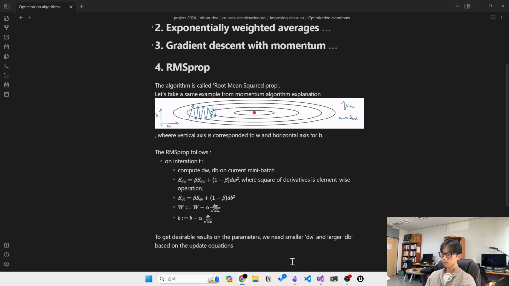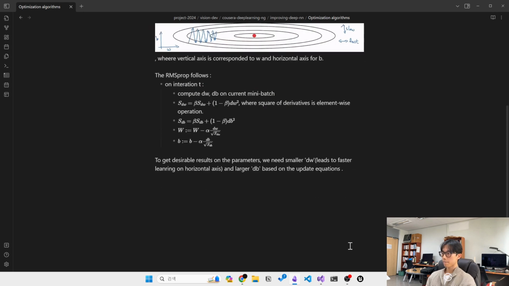And indeed, if you look at the derivatives, these derivatives are much larger in the vertical direction than in the horizontal direction. So the slope is very large in the b direction, right? So with derivatives like this, there is a very large db and a relatively small dW. Because the function is sloped much more steeply in the vertical direction, that is in the b direction, than in the w direction, than in the horizontal direction.